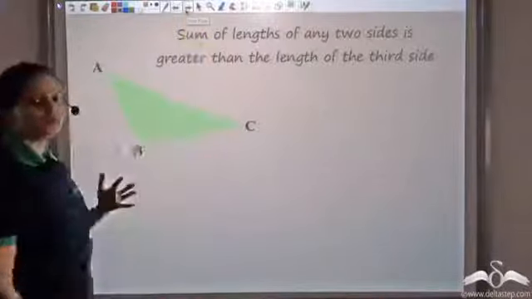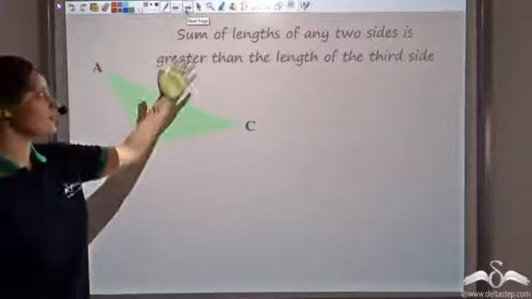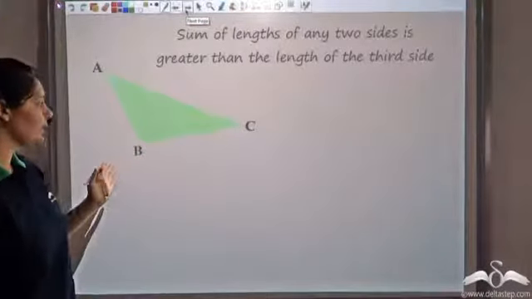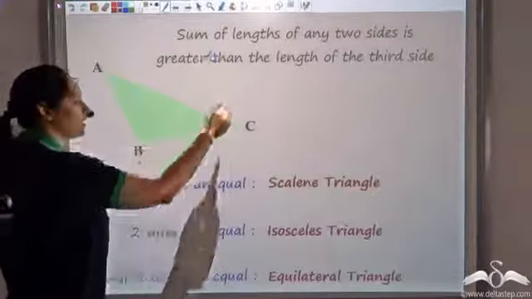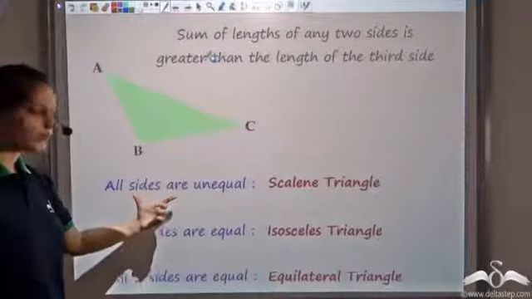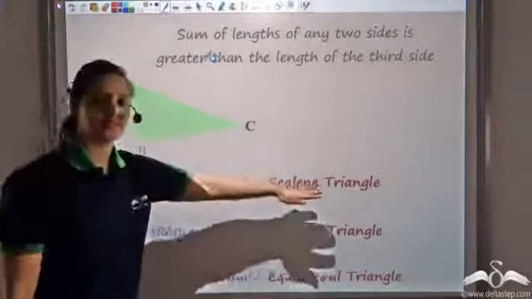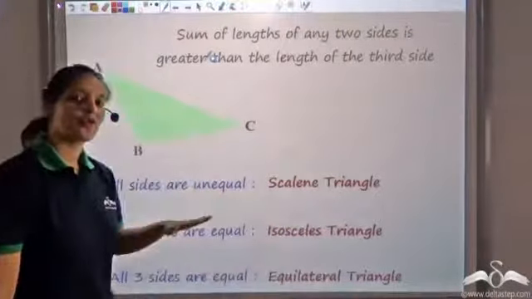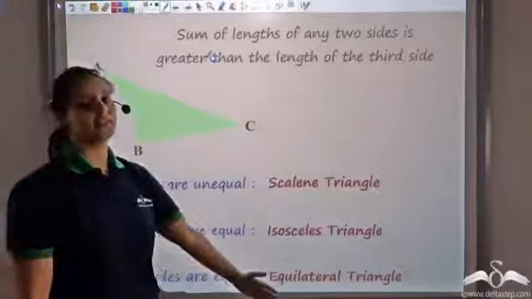So basically what you learned from this lecture is that the sum of lengths of any two sides in a triangle should be greater than the third side. And then we see how according to sides, triangles are classified. If three sides are unequal, all are different, then I say scalene. If two sides are equal, isosceles. If all three sides are equal, then it's an equilateral triangle.